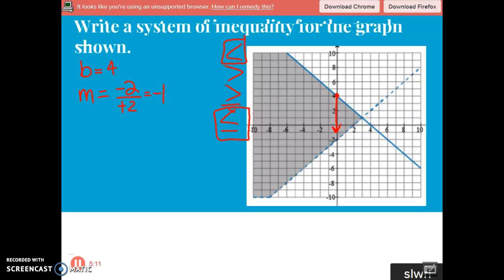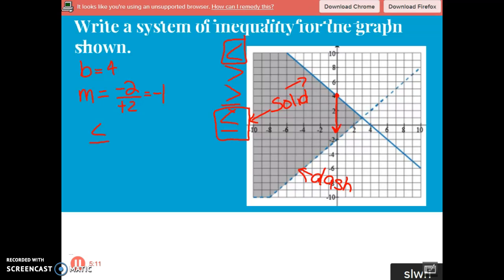The only way I know if it has this equal to or not is if the line is solid. And because this line is solid and not dashed, I know that it's going to be that symbol there. So this is going to be less than or equal to.